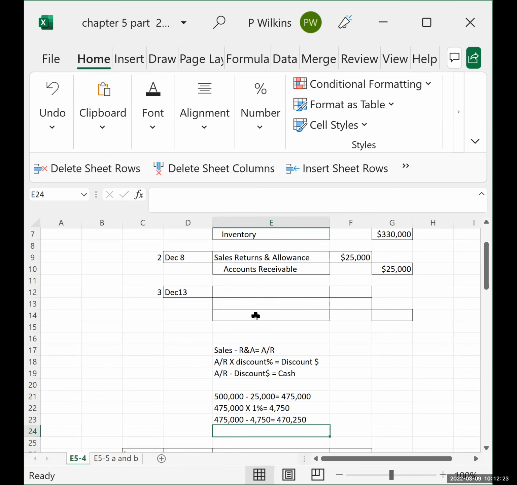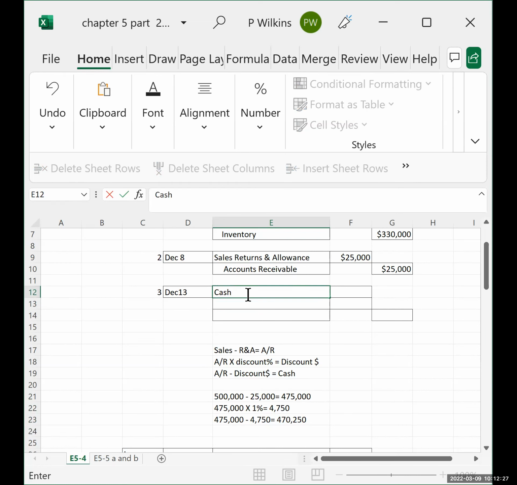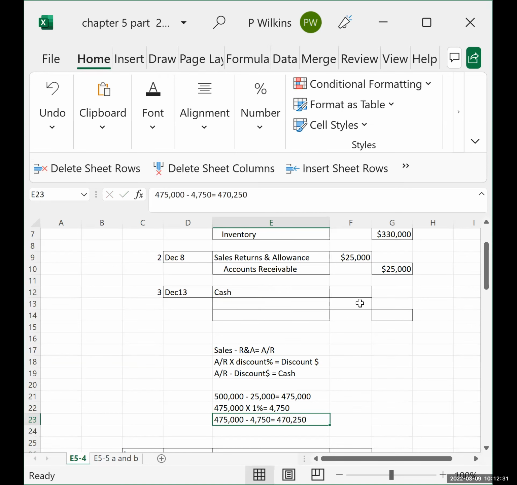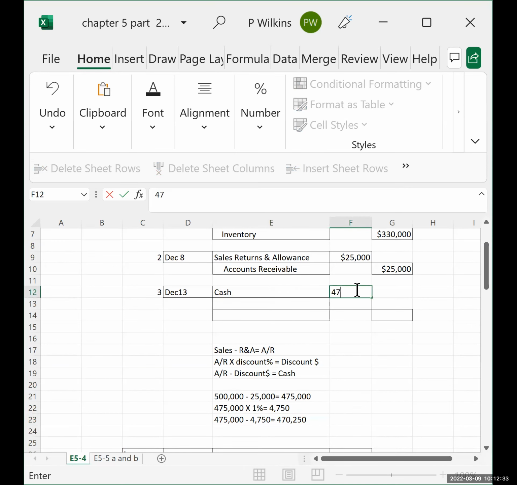All right. So what do we get? Well, we got cash because we're getting paid. And how much cash do we get? Well, we figured it out down below. That was the last thing we figured out. We're getting $470,250.